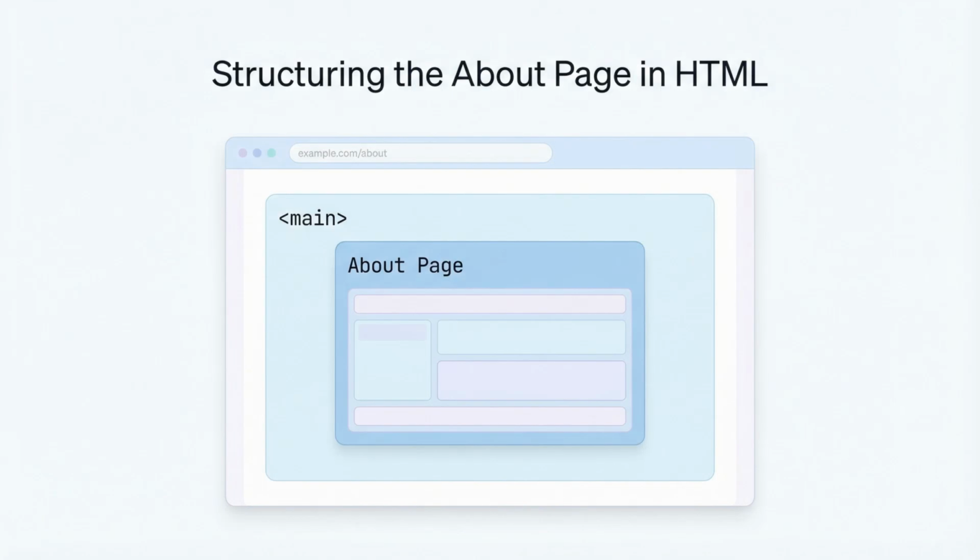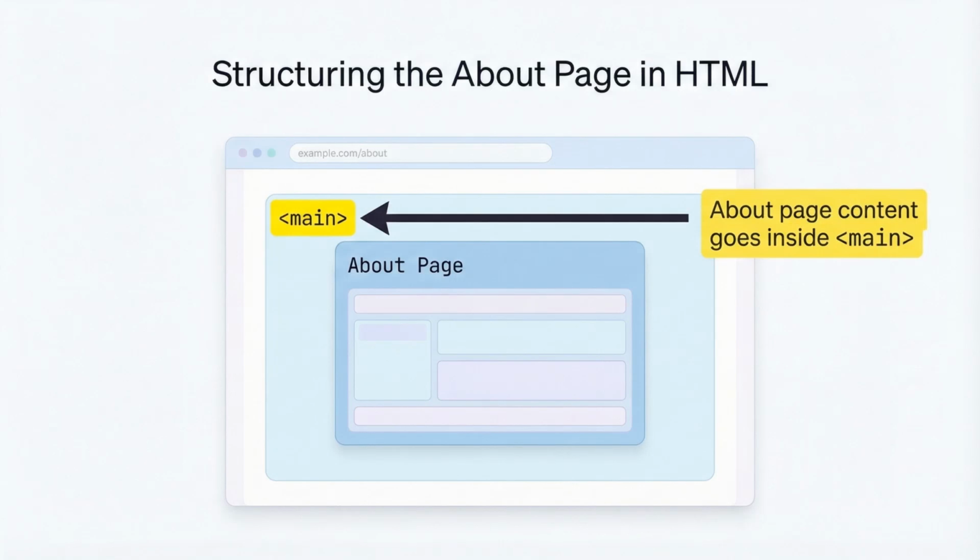Picking up right where we left off, let's now look at how to structure an About page in HTML. Just like any other page section, the About page content lives inside the main tag. This is consistent with how we build all our page sections. The main tag acts as the primary container for all meaningful content on the page.